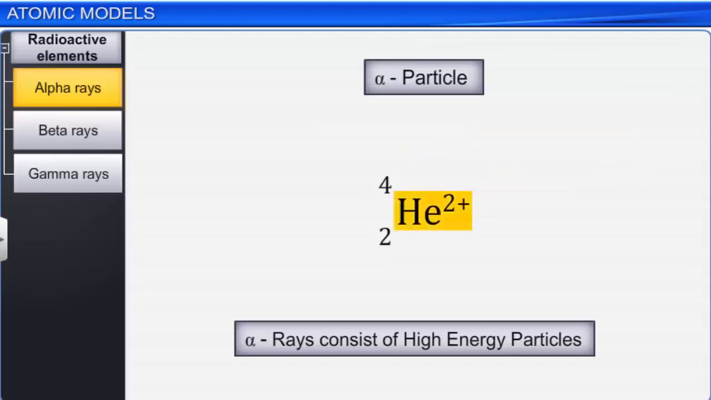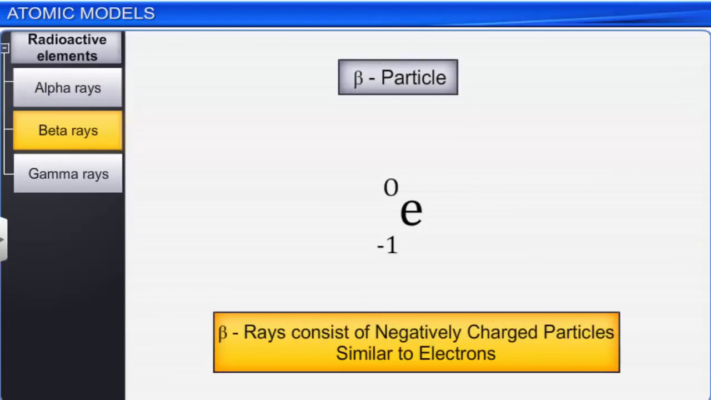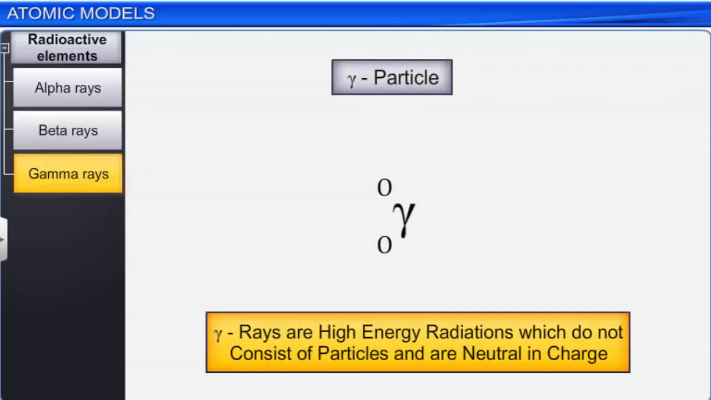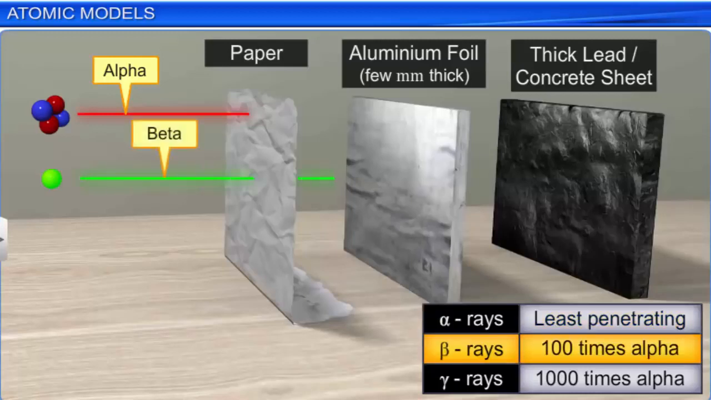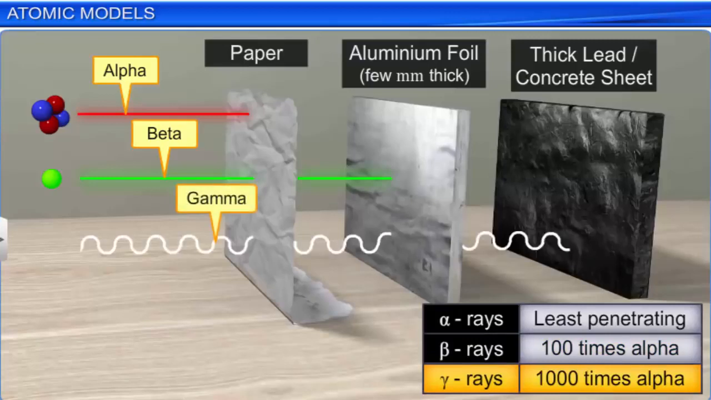The beta rays are negatively charged particles similar to electrons. And the gamma rays are high-energy radiations like X-rays. Unlike alpha and beta rays, gamma rays do not contain particles and are neutral in nature. The alpha particles have the least penetrating power among the three. The penetrating power of beta particles is nearly 100 times, and the penetrating power of gamma rays is 1000 times more than that of the alpha particles.